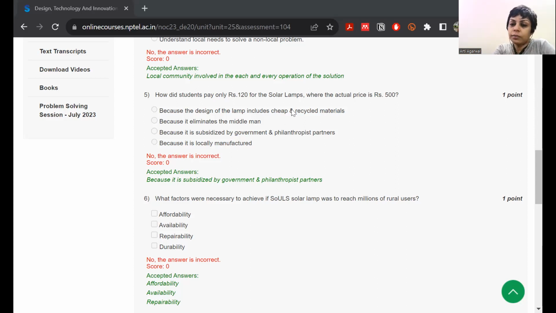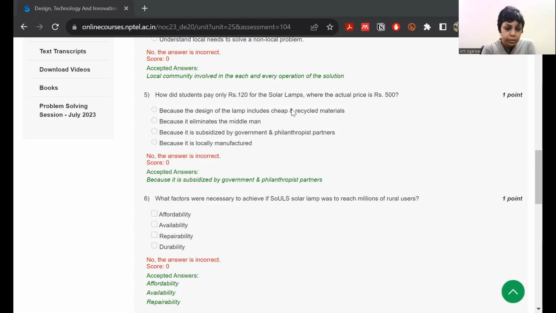And the answer for that is that the product was heavily subsidized by the government and by other philanthropist partners. So the lamp was not free for the students because they wanted the students to value it. They wanted them to feel like they're making an investment in themselves, and they wanted them to not waste it or ruin it unnecessarily just because it is free. And they wanted to also generate some revenue from it. And because a lot of the people were involved in that process, the selling, distributing, they were able to give employment to those people because the lamp was not given away for free.